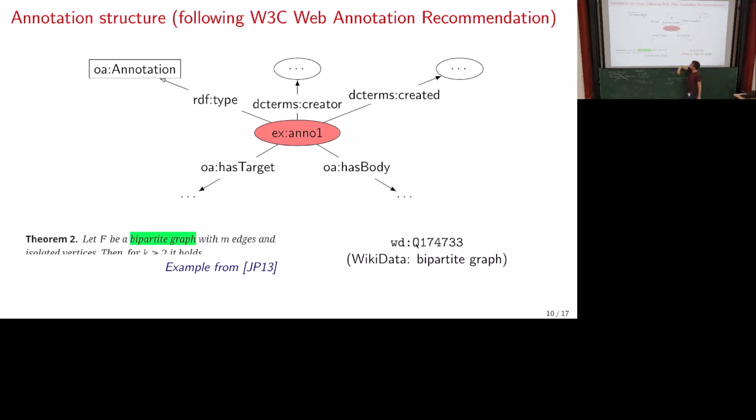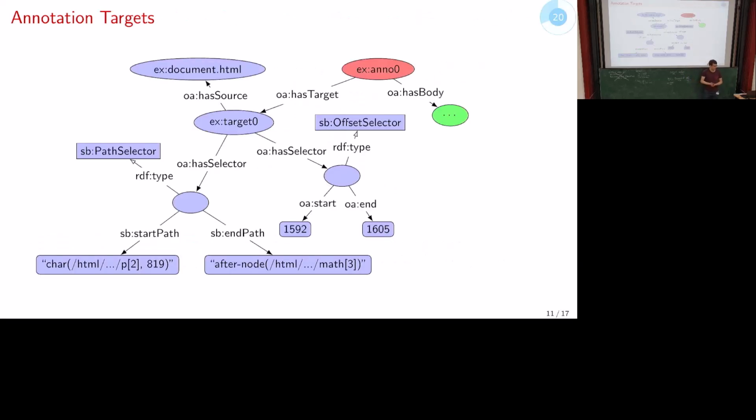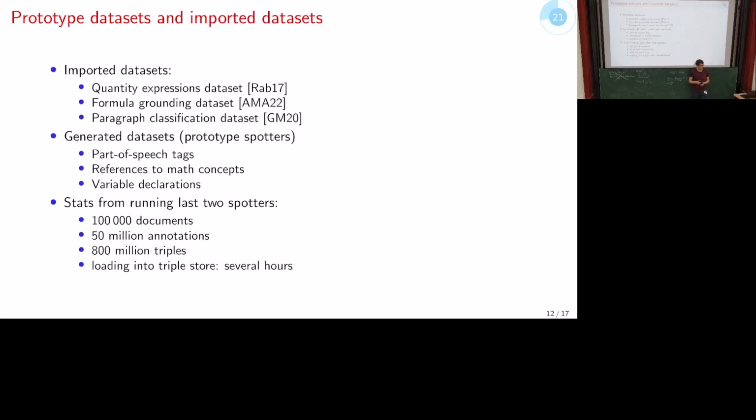So for example, you could say here, the bipartite graph that's occurring in the document, I want to annotate it with a Wikidata tag for it. It's not completely straightforward how to do this target, but there are some recommendations. It's a bit complex, so you get a somewhat largish graph where you reference the document and have some selectors, but I don't want to go into too much detail because I don't have that much time.